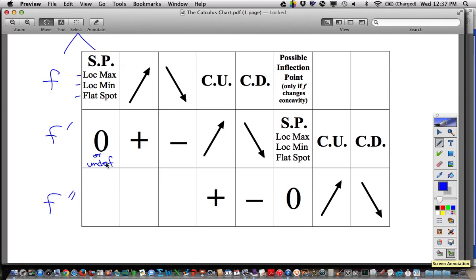Now, that also applies to concavity. How do we tell if f is concave up? Well, if f prime is increasing. How do we tell if f prime is increasing? If f double prime is positive. How do we tell if f double prime is positive? Do a number line. What do we put on the number line? Well, we got to check when f double prime is 0, but we also have to check when f double prime is undefined. Because what if you have a situation like this?